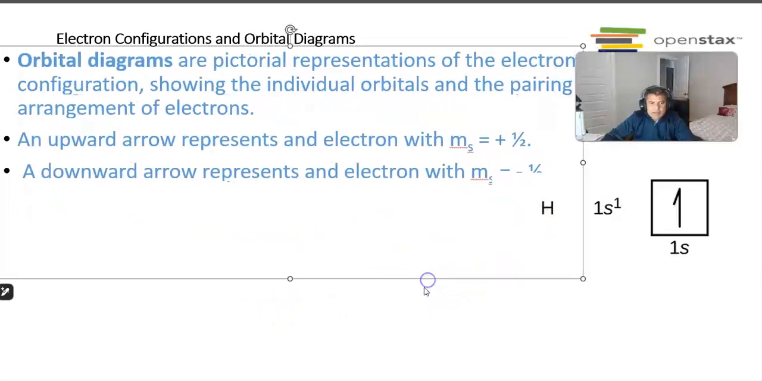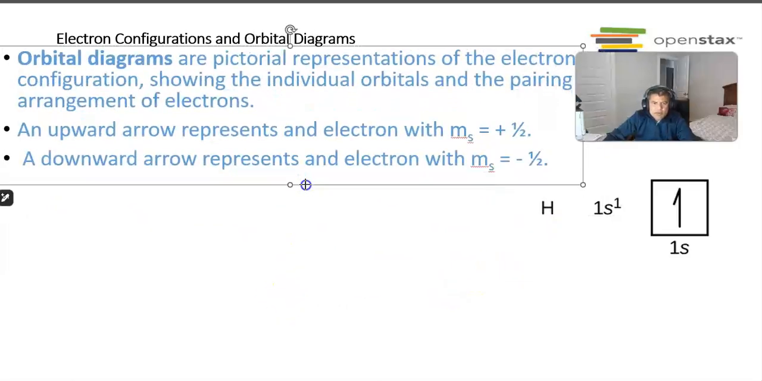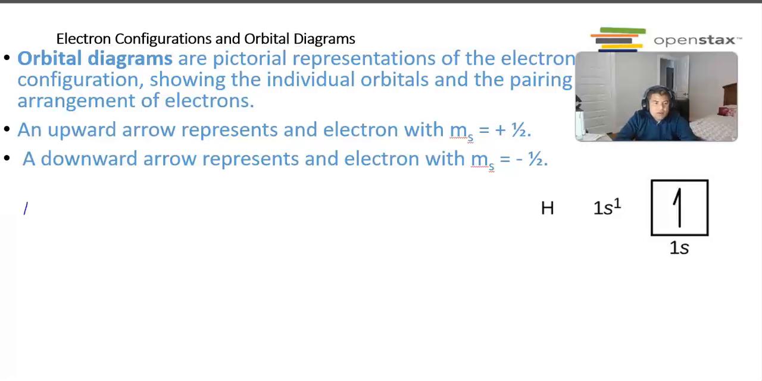Let's see that. We will take a box, and for a spin up electron we will give the upper half arrow, and for spin down we will give the lower half arrow, or we can give just the full arrow also, that is fine. For example, hydrogen has 1s1, right? So we will write 1s here and give 1s an up arrow. This is the orbital diagram of hydrogen.